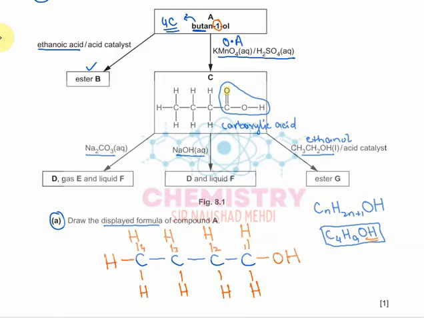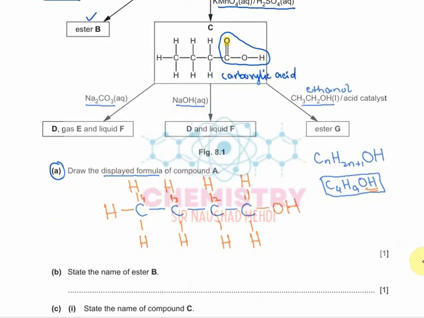So if I count the total number of carbons, there are 4, C4. If you count the total hydrogens except for this OH, it would be 9: 1, 2, 3, 4, 5, 6, 7, 8 and 9, and this one OH. So we are getting the formula C4H9OH. So this is the displayed formula of the compound A.